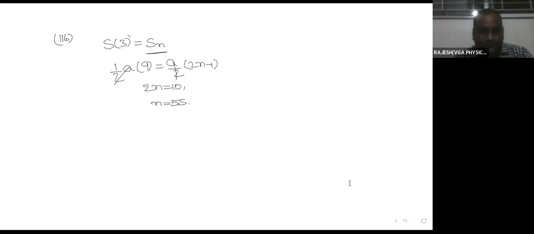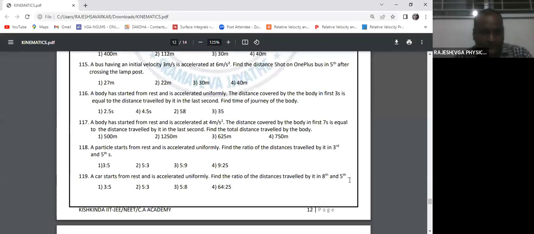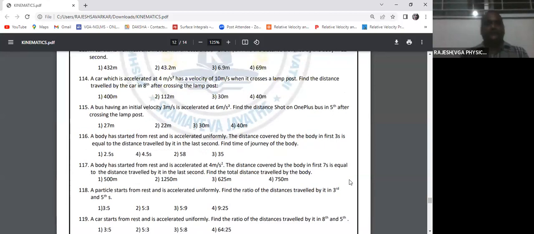Next one. Which one are we doing? 114. A car which is accelerated at 4 meter per second square has a velocity of 10 meter per second when it crosses a lamp post, find the distance traveled by it. That is over now.